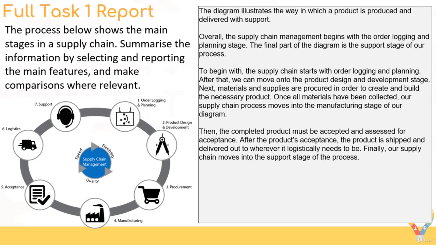Once all materials have been collected, our supply chain process moves into the manufacturing stage of our diagram. Then, the completed product must be accepted and assessed for acceptance. After the product's acceptance, the product is shipped and delivered out to wherever it logistically needs to be. Finally, our supply chain moves into the support stage of the process. So there's not a lot of extra information I'm giving. I'm just simply describing each of the stages from beginning to end in the process diagram that I have.